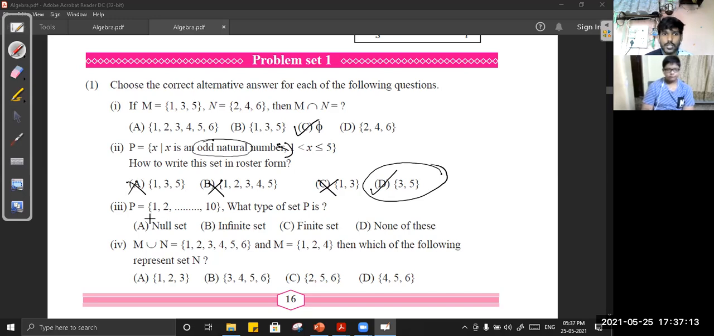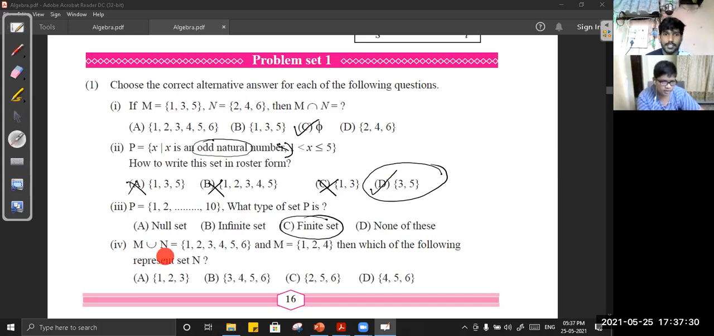Okay. Third one, P is {1, 2, 3, up to 10}. What type of set is P? Null, infinite, finite, or none? It's a finite set, sir. Finite set. So C.